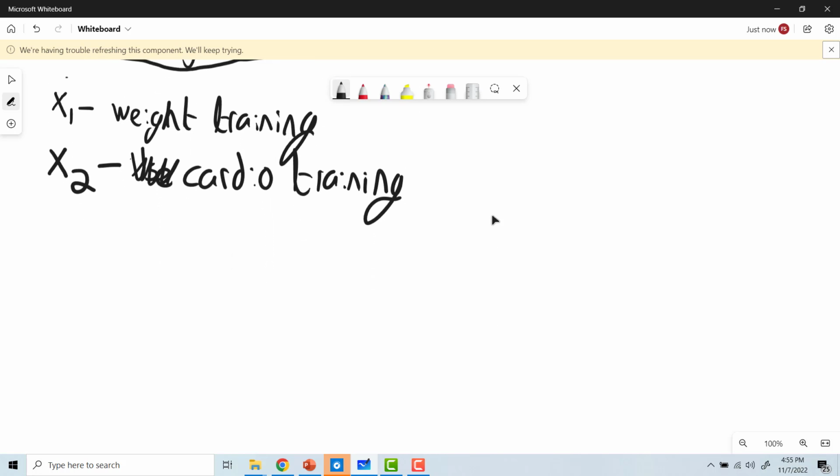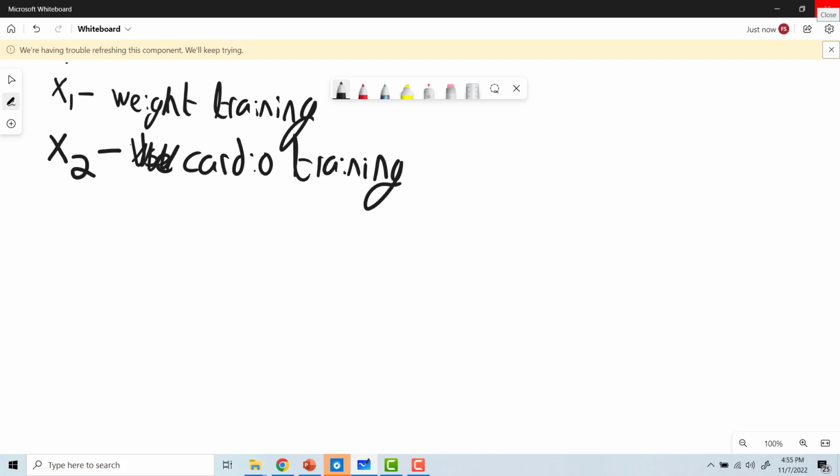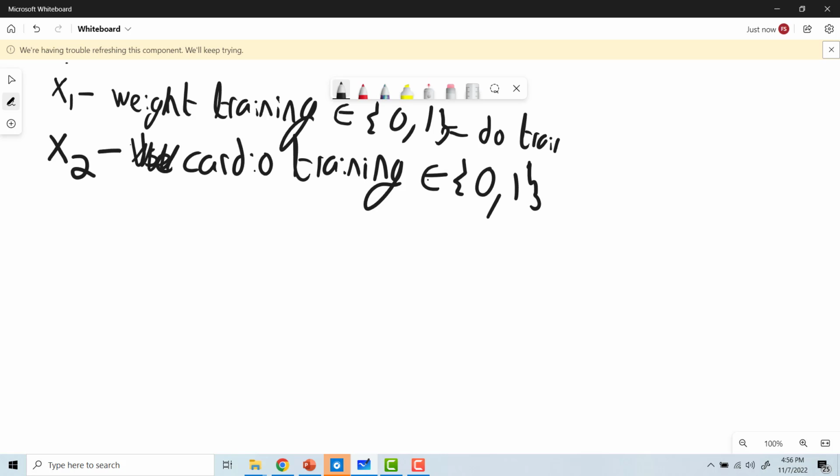And we can think of it in terms of a little bit of a model. So if we have X1, and let's just have it be a member of {0, 1}, where 1 is we do the weight training and 0 is we don't do the weight training. So it's a little set notation there. And the same below for X2.